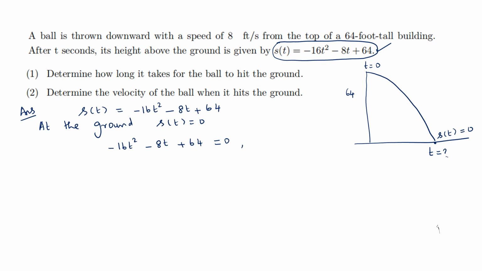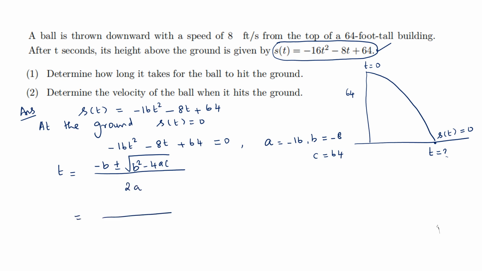In a quadratic equation, the coefficient of t square is denoted by a. So a equal to minus 16. b equal to the coefficient of t, it is minus 8. And c is the constant, it is 64. And recall the quadratic formula, t equal to minus b plus or minus square root of b square minus 4ac by 2a. Replace all the values, we can get the value of t.